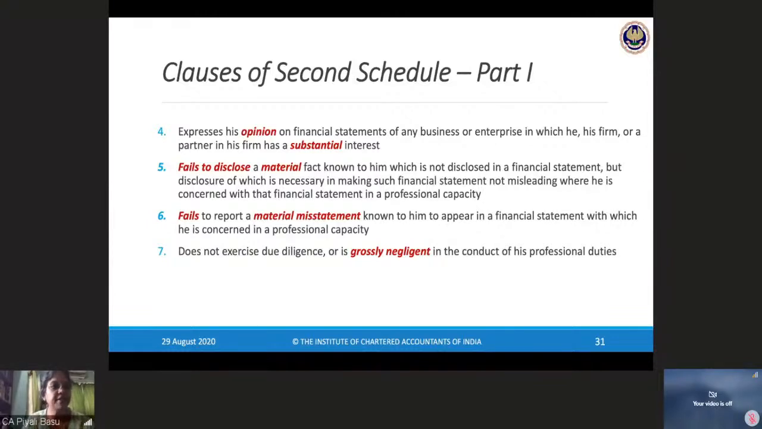Some more examples, some more case studies probably. The Institute, the Council, has permitted a member in practice to take up a part-time job as a lecturer in a college. Can he be appointed as an auditor there? No. The firm can be appointed, but he cannot do the audit there. He cannot take up the audit job in that particular college where he is also working as a part-time lecturer. Okay? So these kinds of things one has to keep in mind.